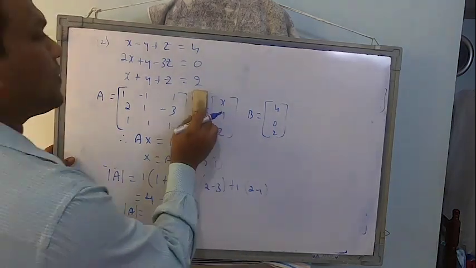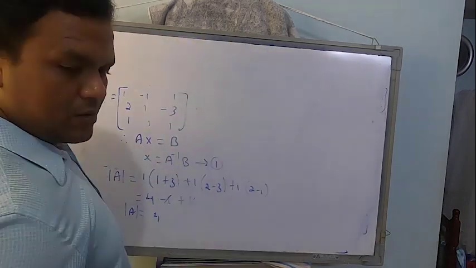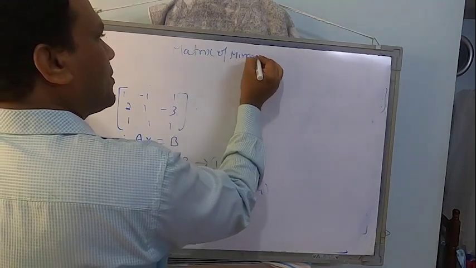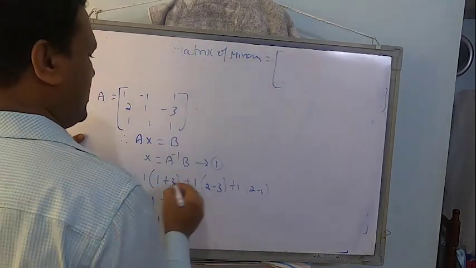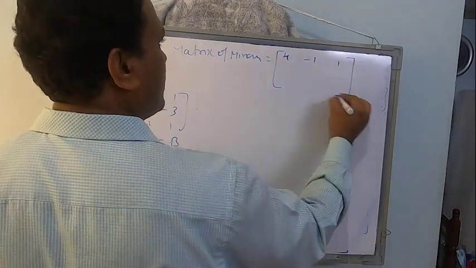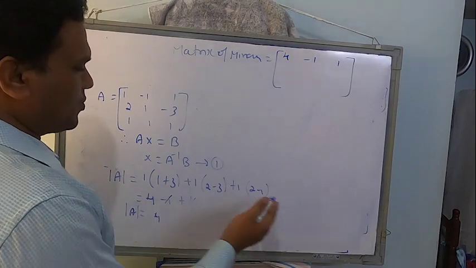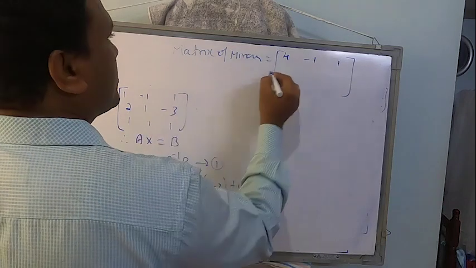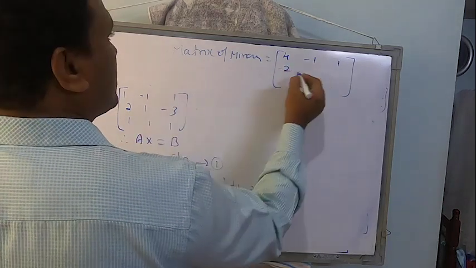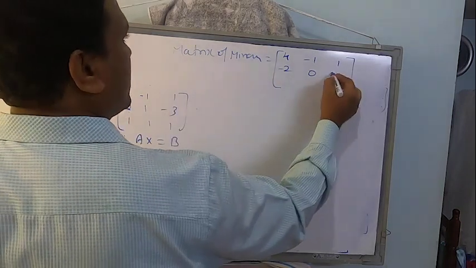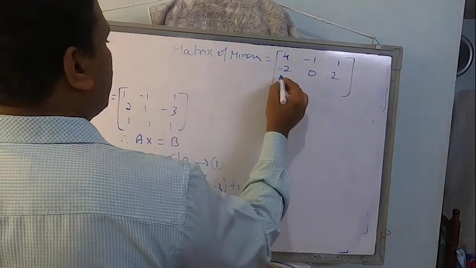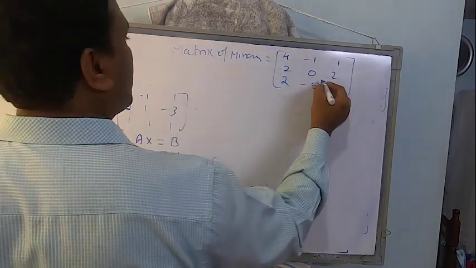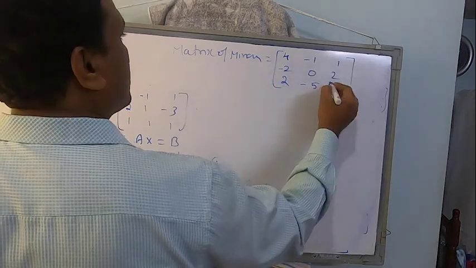Now the next step is to find the adjoint. So as usual, I'm going to start with the matrix of minors. It is given by 4 minus 1 1 in the first row. You should be wondering how I got it. You should just notice that in the determinant expansion, I already got these for the first row. So for 2 it's going to be minus 1, that's minus 2. For 1 1 minus 1, 0. For minus 3 1 plus 1, that will be 2. For the next row, that's going to be 3 minus 1, that will be 2. For 1, that's going to be minus 5, right? And for 1 it's going to be 2 plus 1, that's going to be 3.